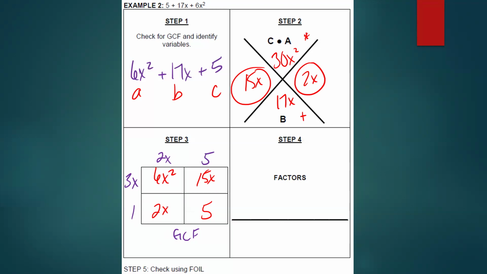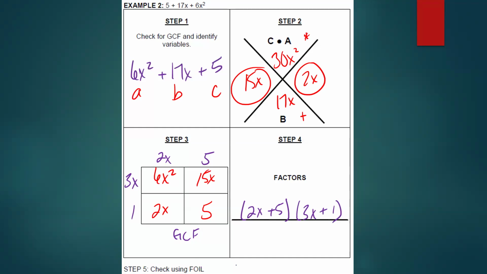Okay. You double check yourself. 3x times 2x is 6x squared. 3x times 5 is 15x. 1 times 2x is 2x. And 1 times 5 is 5. That's how you could double check yourself. So your factors are the outside: 2x and a positive 5, 3x and a positive 1.